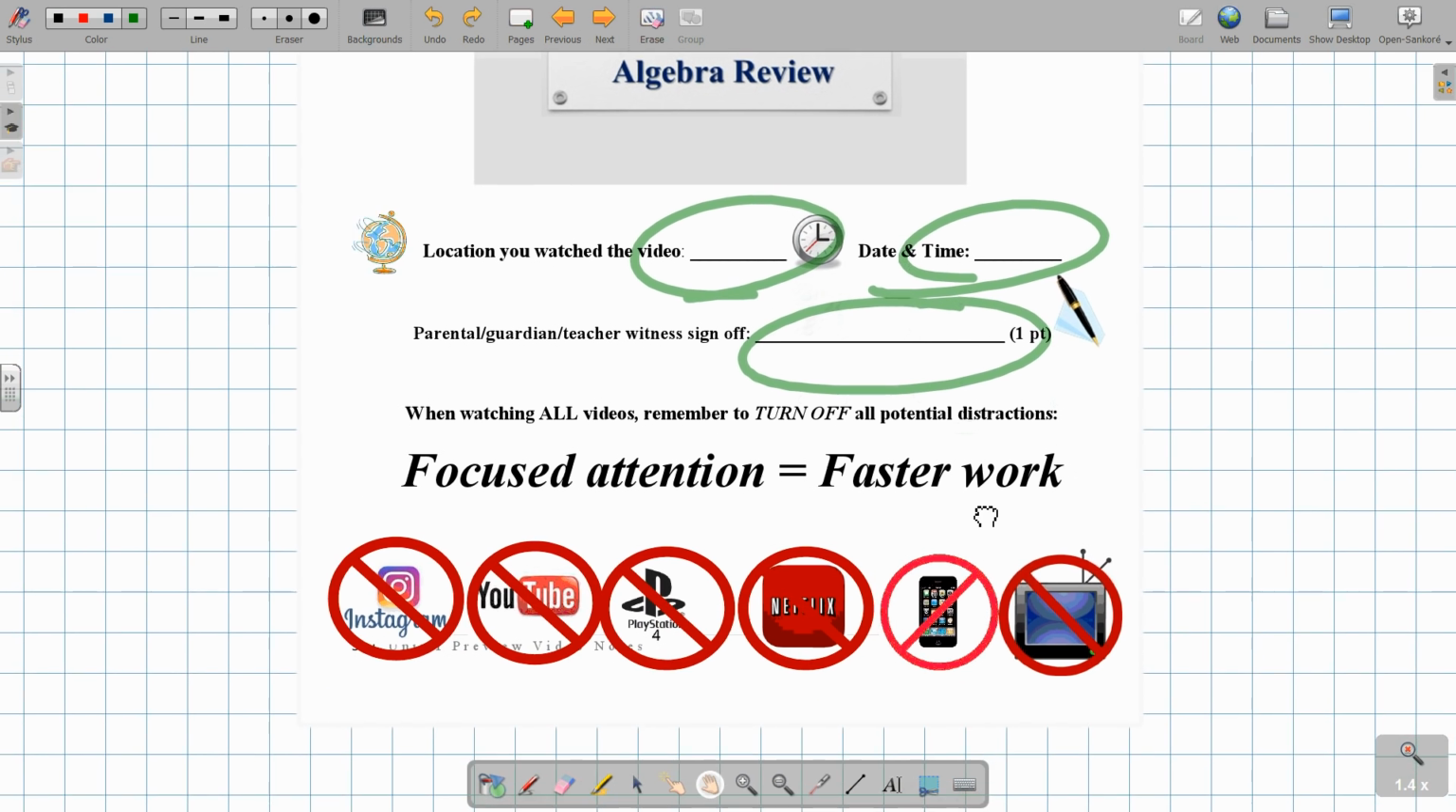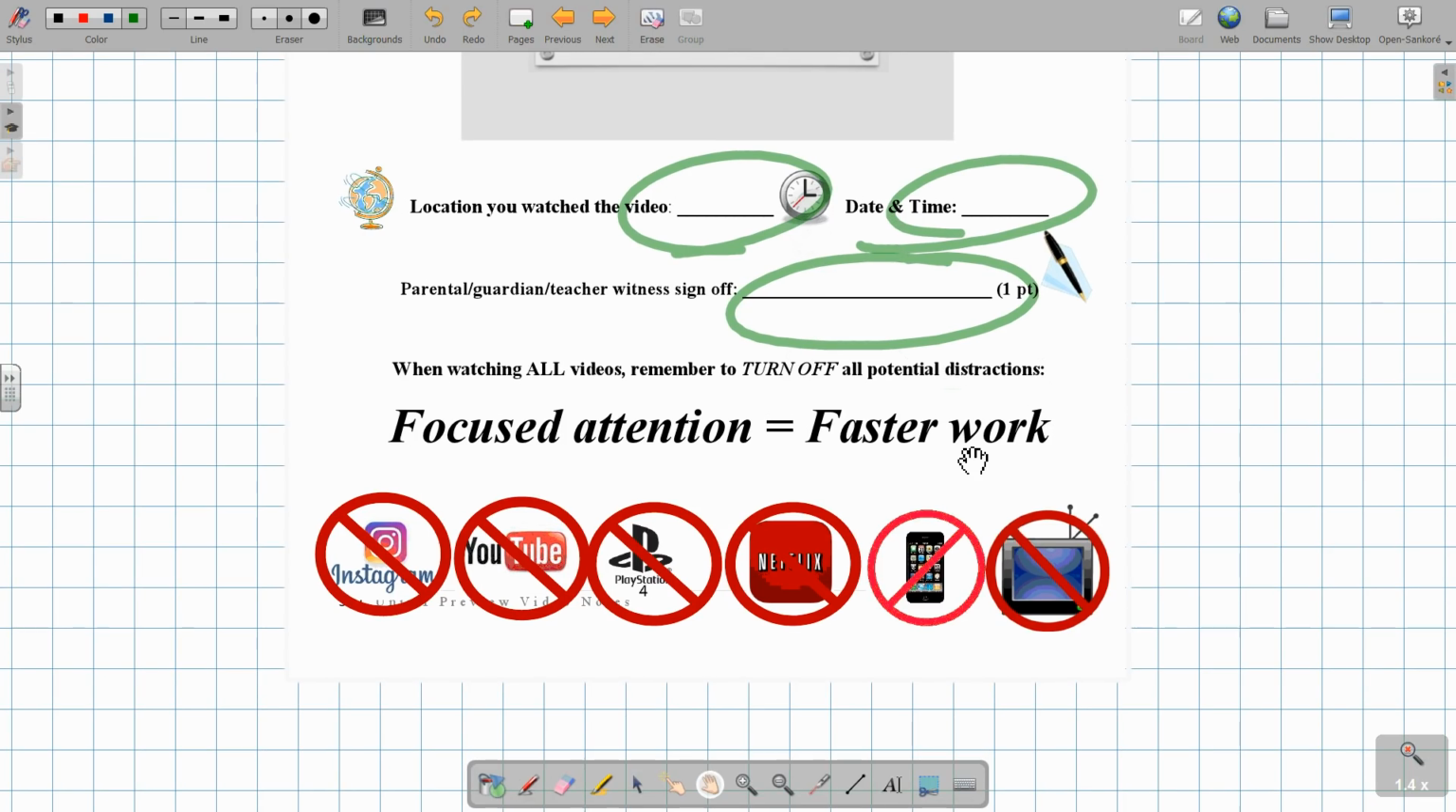Focused attention equals faster and more efficient work. Please don't multitask. Turn off all distractions.